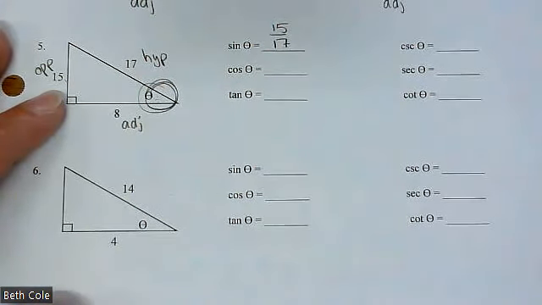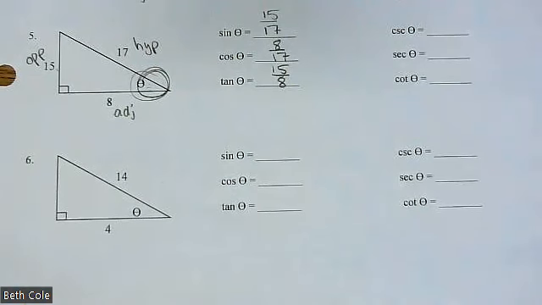If you're like, that's it? Yep. And then tangent is, good, 15 over 8. Now, these three are 3 other trig functions. If you're like, gosh, how many trig functions are there? That's it. There's 6 total. Okay, so there won't be any more than this.